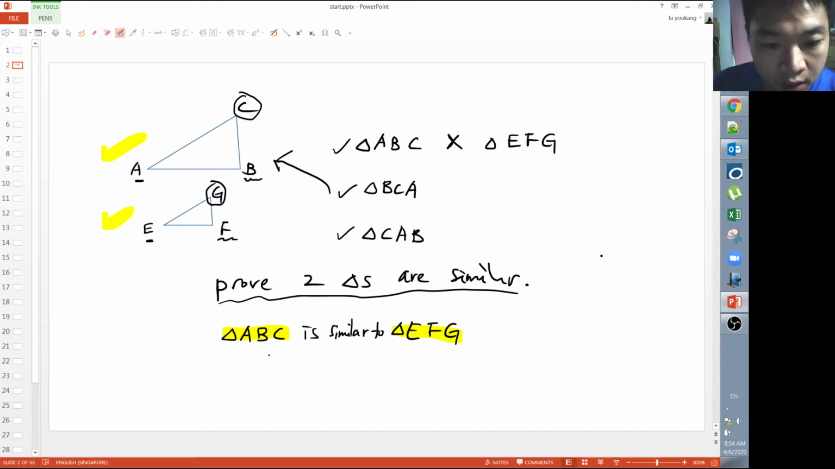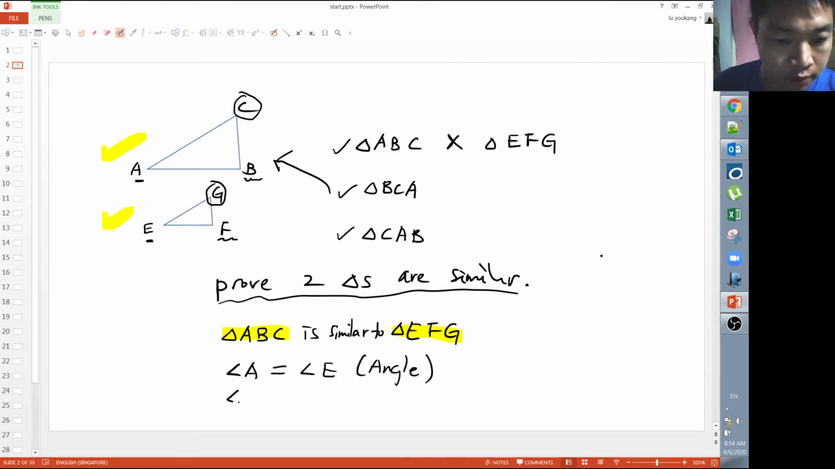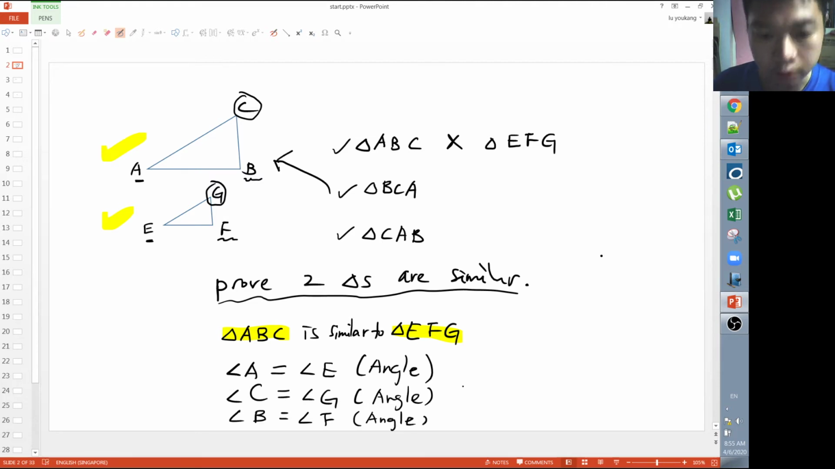So the conditions to prove these two triangles are similar are that this angle A must be equal to your angle E, and similarly, your angle C must be equal to your angle G. Your angle B must be equal to your angle F. So therefore, your triangle ABC is similar to your triangle EFG. I hope you can see that.